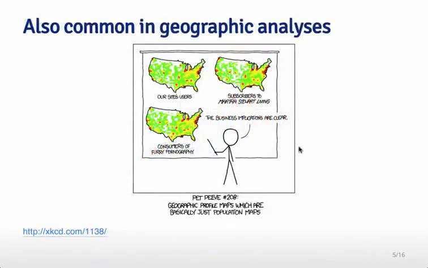It's also very common in geographic analysis. This is actually a cartoon from XKCD that shows that heat maps, particularly population-based heat maps, have very similar shapes because of the place where many people live. So for example, the users of a particular site or the subscribers to a particular magazine or the consumers of a particular type of website may all appear in very similar places because the highest density of population in the United States is over here on the eastern seaboard. And so you see very similar heat maps of a large number of individuals at all of those different places.